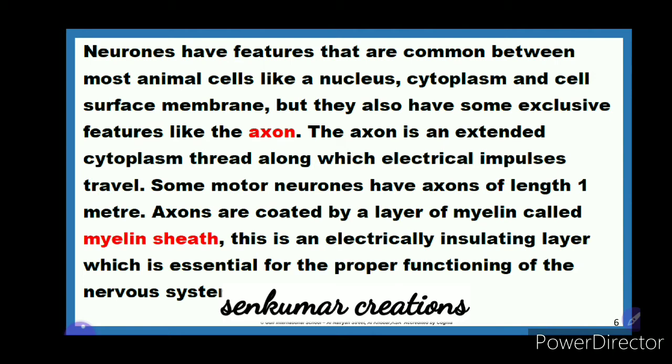So the myelin sheath is an electricity-insulating layer. It gives firm insulation for the axon as it transmits the electrical current. This electrical insulating layer is essential for the proper functioning of the nervous system. Okay, students?